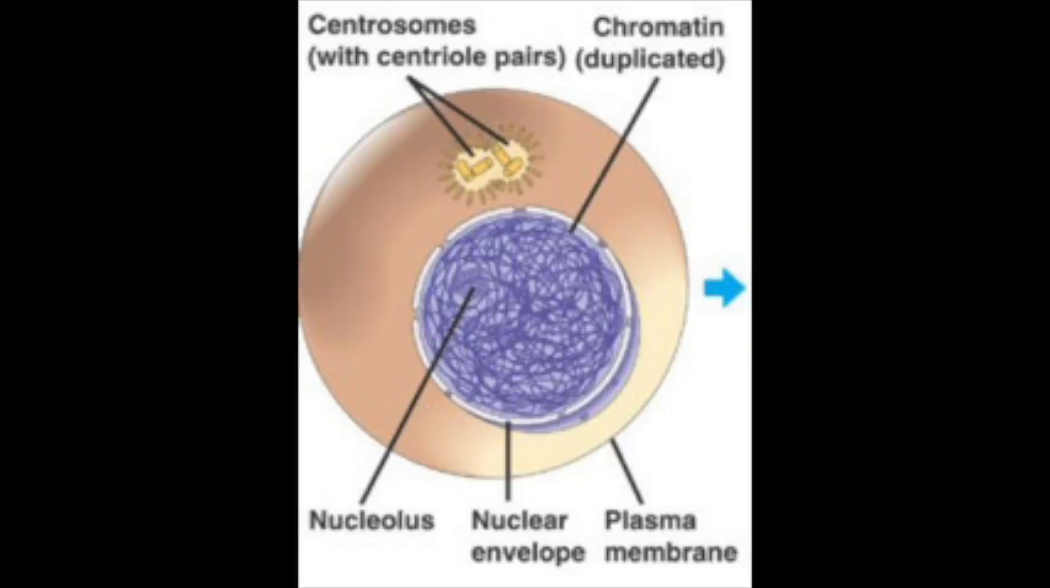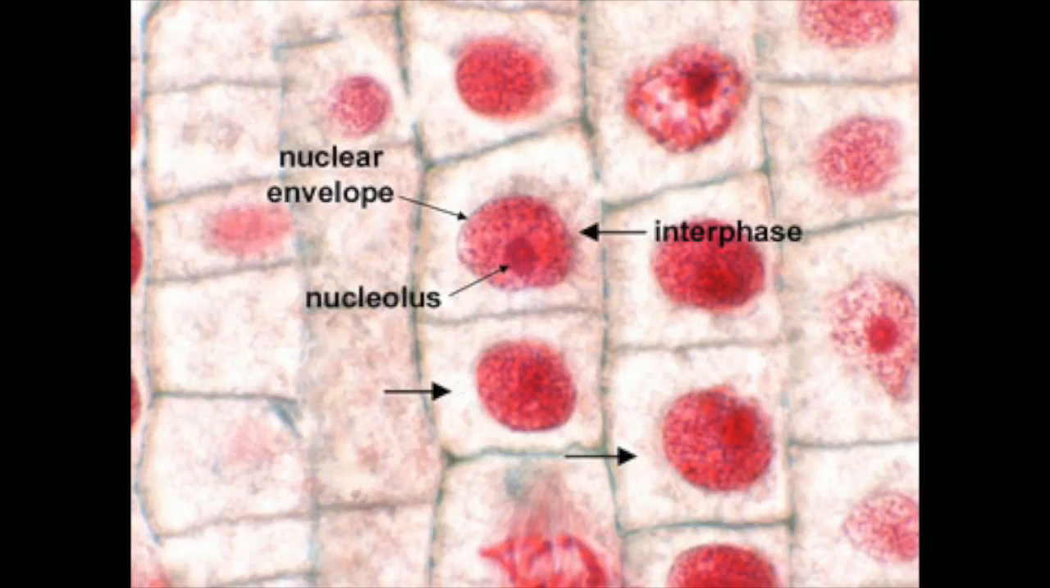The nucleus is still enclosed by the nuclear envelope, and the nucleus contains one or more nucleoli. Two centrosomes have formed by duplication of a single centrosome. Centrosomes are the regions in animal cells that organize the microtubules of the spindle. The chromosomes were duplicated during the S phase, but they can't be seen yet because they have not been condensed. Here's what interphase looks like in an onion root tip cell.